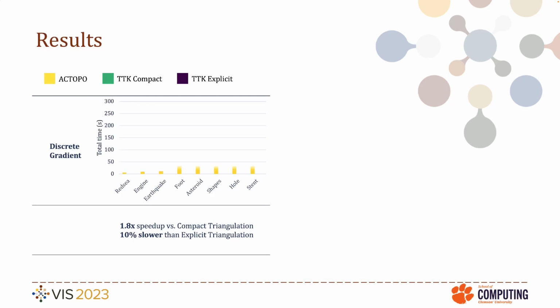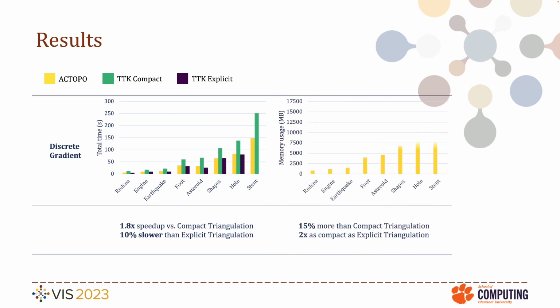Let's first look at the plugin that is easy to pre-compute for the work producer. Here we choose the discrete gradient, which loops over the vertices in a sequential order. The result shows that OCTOPUS is 1.8 times as fast as compact triangulation. It is also only 10% slower than the explicit triangulation. Regarding the memory usage, OCTOPUS only uses 15% more memory than the compact triangulation, but it is 2 times as compact as the explicit triangulation.